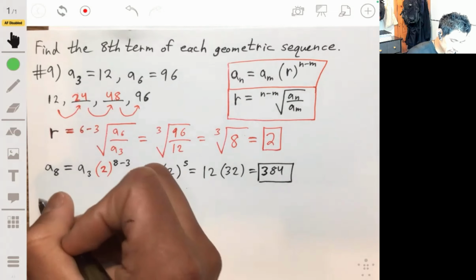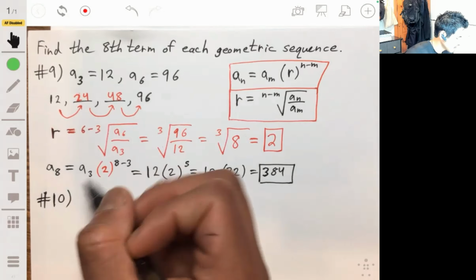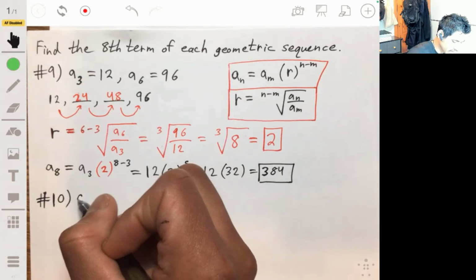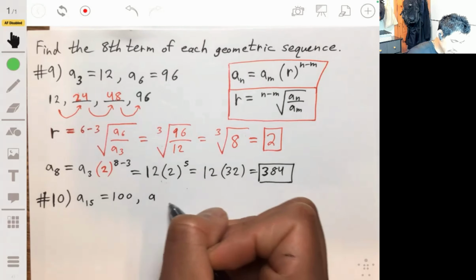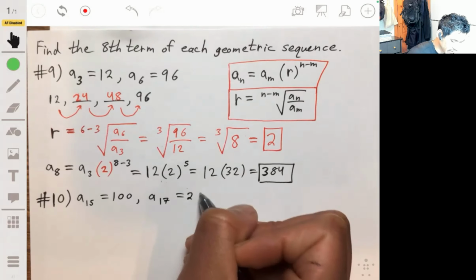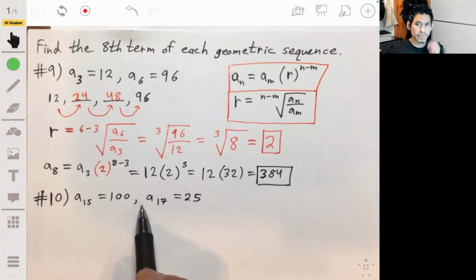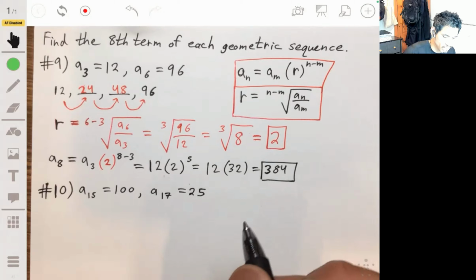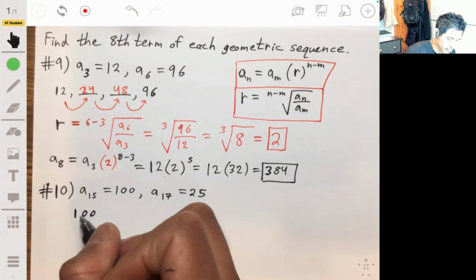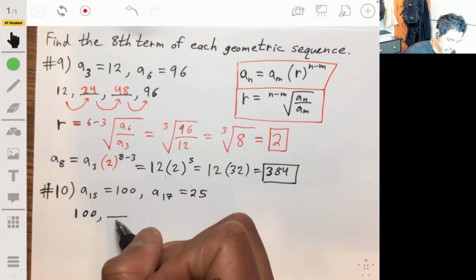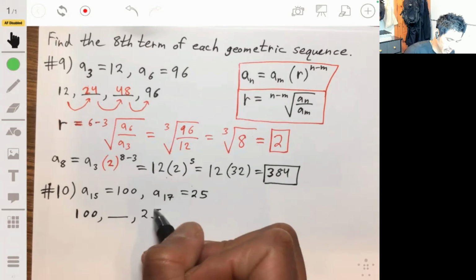So let's do one more. Let's look at the next problem, number 10, where we have that a15 equals 100, and that a17 is 25. Again, we're not given two terms in a row. If we start with 100, we need a16, and then a17 will be 25.